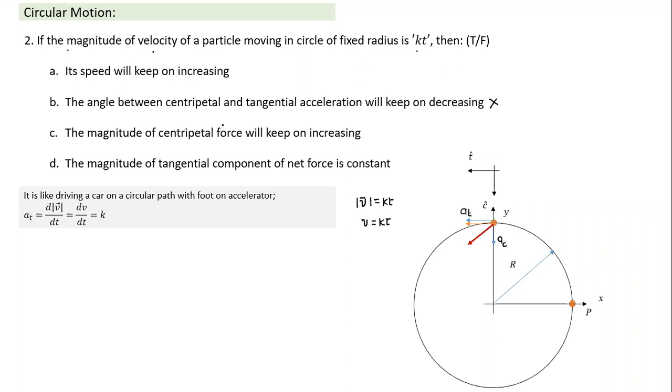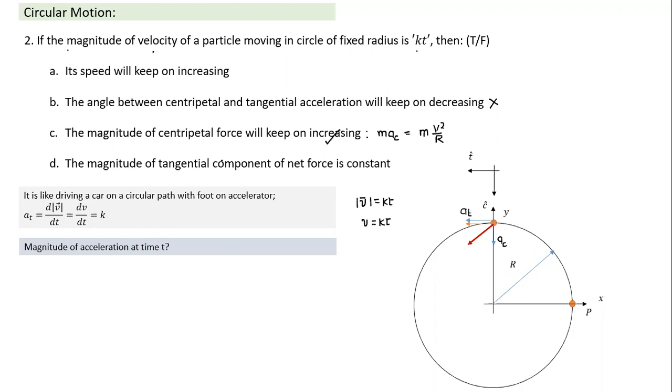Magnitude of centripetal force will keep on increasing. What is centripetal force equal to? Mass into centripetal acceleration. So indirectly it's asking, will this a_c keep increasing? What does a_c depend on? Centripetal acceleration is v square by r. And since here v is increasing, centripetal acceleration also will keep on increasing. So this statement is correct.